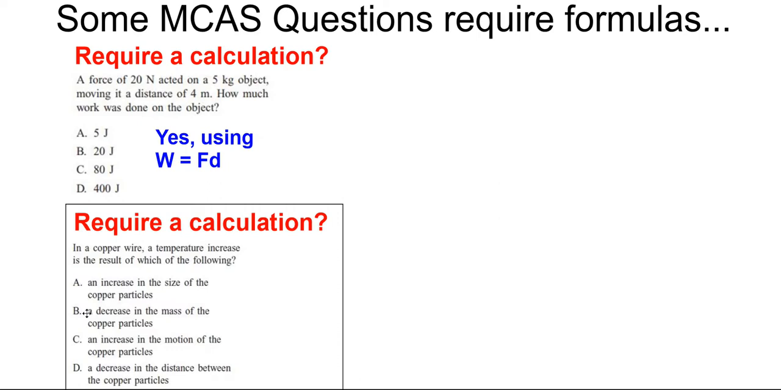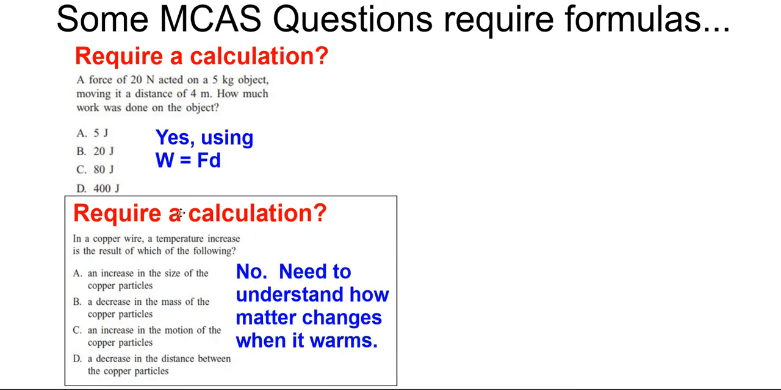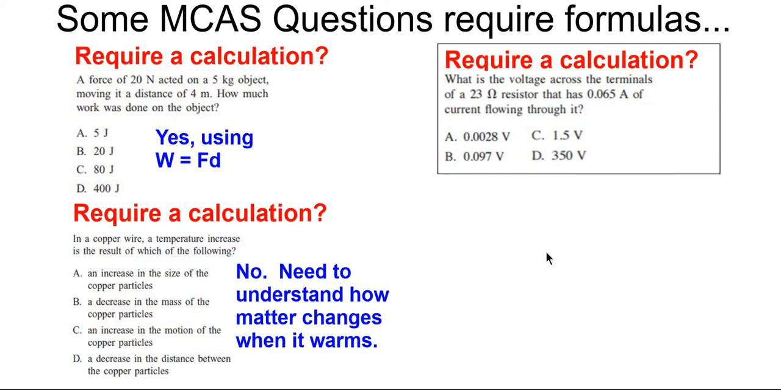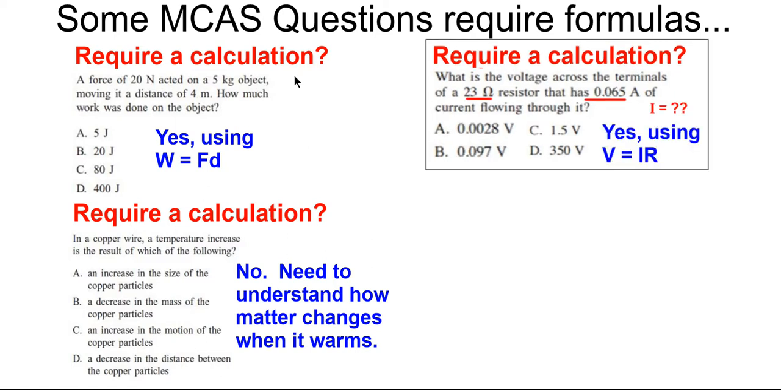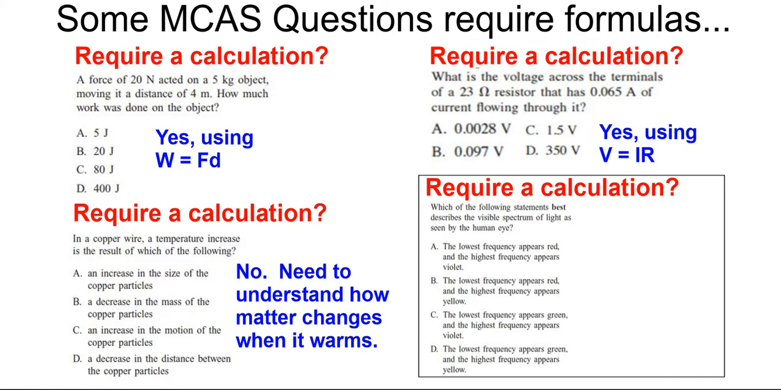How about this one? No, there's no formula here, is there? No numbers at all. You're obviously not going to use a formula. You just need to know what happens when a substance warms. Here, oh yeah, pretty obvious. You've got these numbers, looking for current, use V equals IR, and use the blue sheet method, right? This last one, again, does not need a calculation. So some do and some don't.